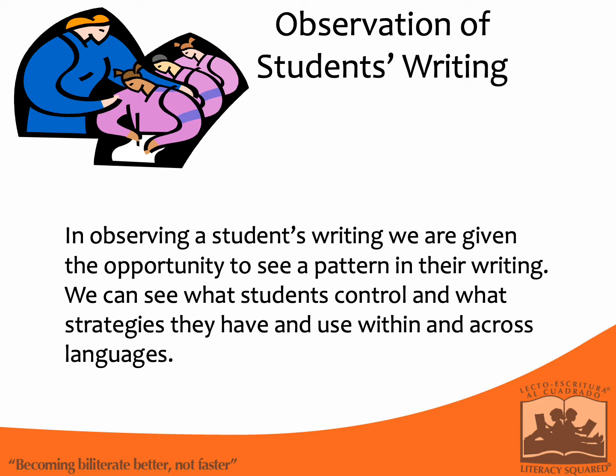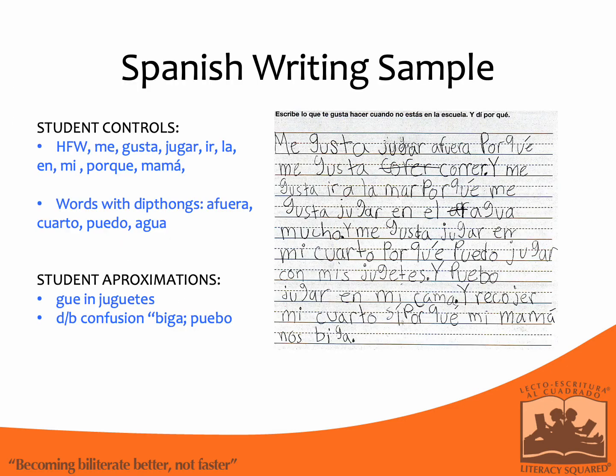In observing a student's writing, we are given the opportunity to see a pattern in the writing. We can see what students control and what strategies they have and use within and across languages. In the observation of this Spanish writing piece, we find consistency in writing high-frequency words and words with diphthongs. In identifying the approximation, the teacher can provide explicit instruction, modeling, and opportunities to practice what a student is close to controlling.